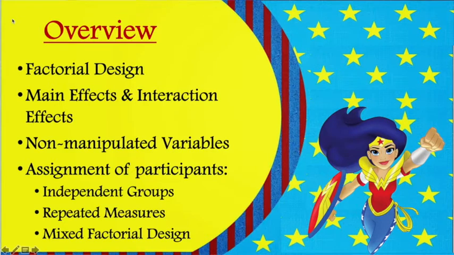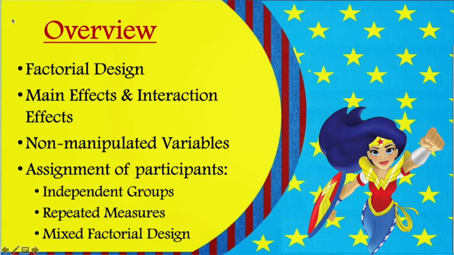However, along with that additional independent variable, you also have additional possible effects that you could see. So we'll talk about the difference between main effects and interaction effects. Then we'll talk about non-manipulated variables. So we know that the independent variable is something that is manipulated or controlled by the researcher, right? It is our treatment effect. But there are certain variables that researchers don't have control over, that we can't manipulate. So we'll talk about those in the non-manipulated variable section.